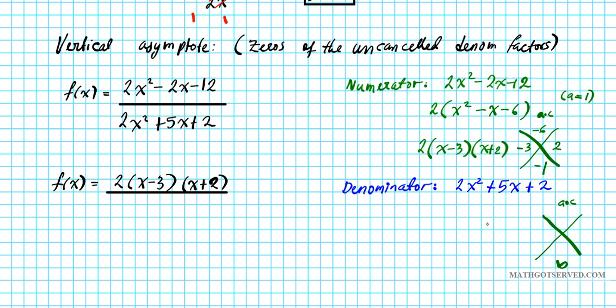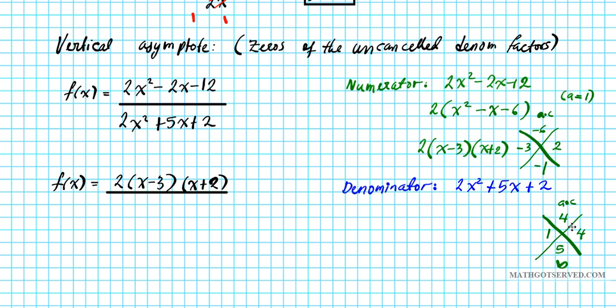In this problem, AC is 4. That's AC, 2 times 2 is 4, and B is 5. Now, what two numbers work here? What two numbers multiply to give you 4 and add to give you 5? Answers are 1 and 4.